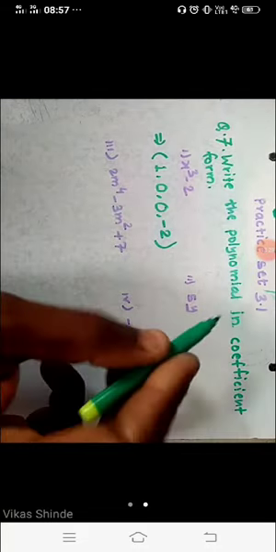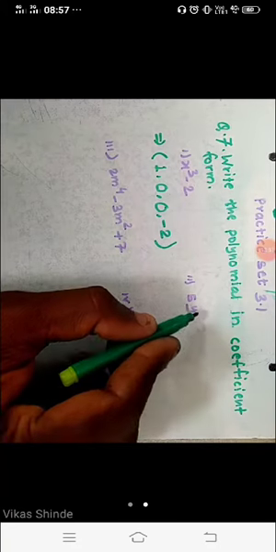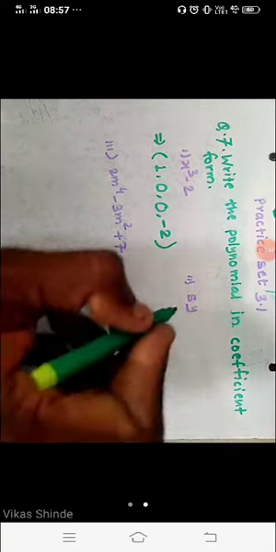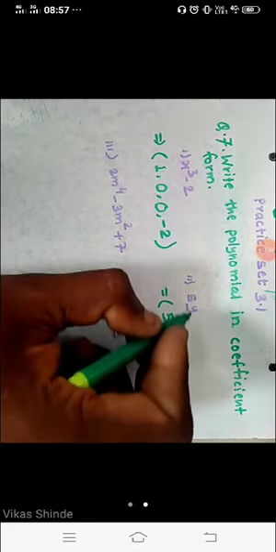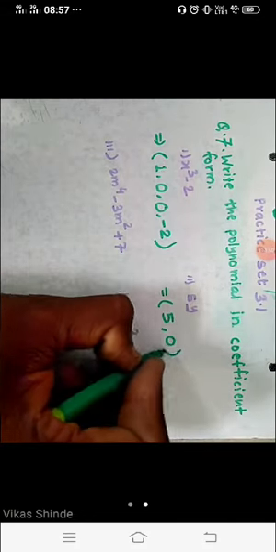Now 5y, student. 5y means they having only one index here. So that's why we have to write here in our answer, here is 5. 0 index term is not given, so write finally here 0.